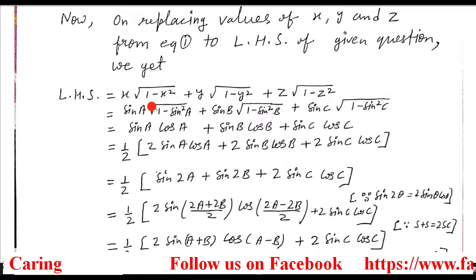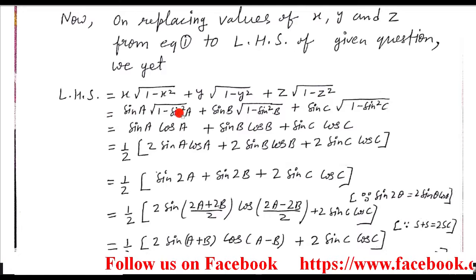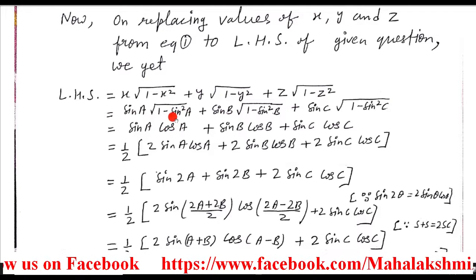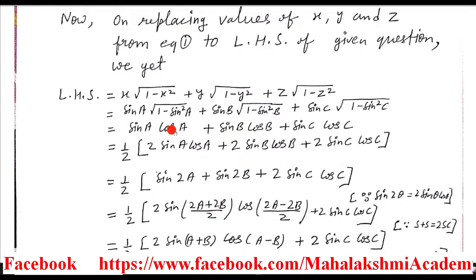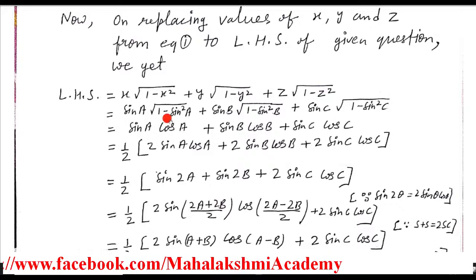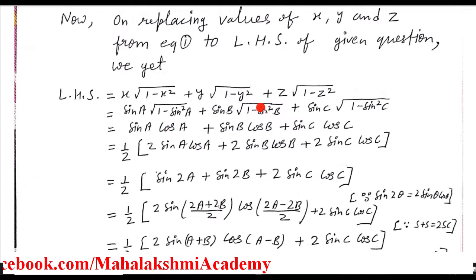Now here root 1 minus sine square A is the value of cos A, you might know it. We used this formula in 10th class also, that is sine square theta plus cos square theta equals 1. From that I wrote here cos A. In the same way it will become cos B and it will become cos C.